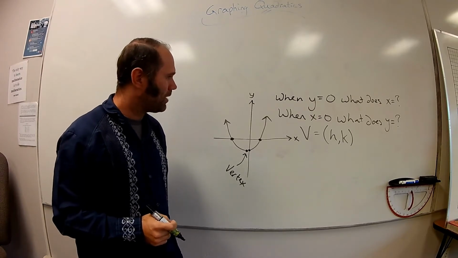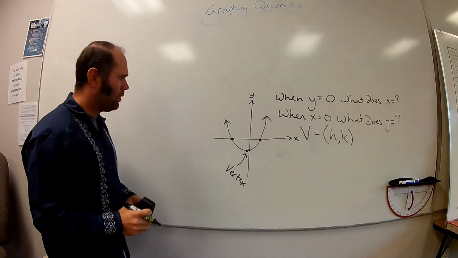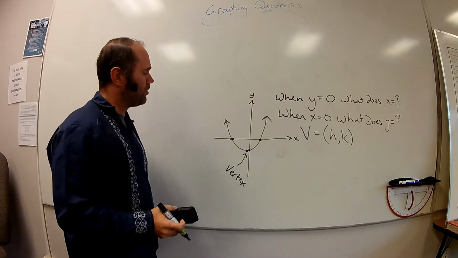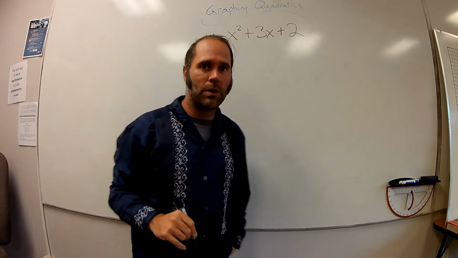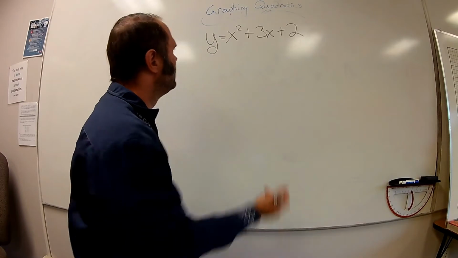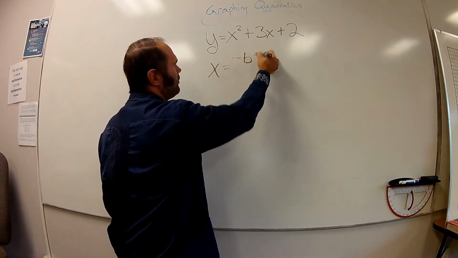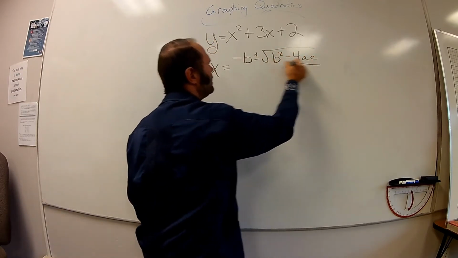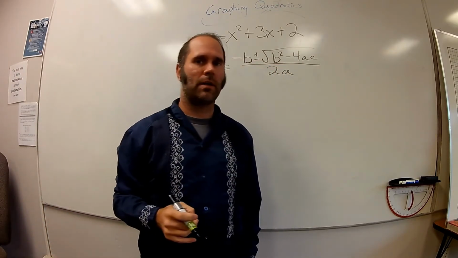There's other ways to find this point. So let's get jumping into it and see if we can graph some of these. I'm going to try to show the most simple way to graph each of the equations. So we've got our equation y equals x squared plus 3x plus 2. At this point, I would recommend using the quadratic formula. So we've got x equals negative b plus or minus the square root of b squared minus 4ac all over 2a. So this is our quadratic formula.